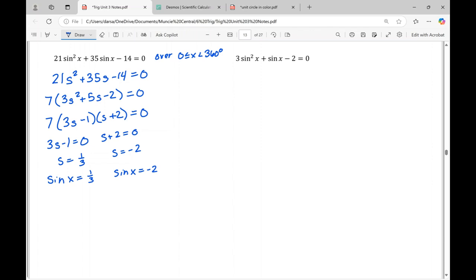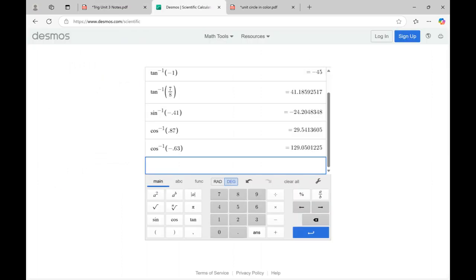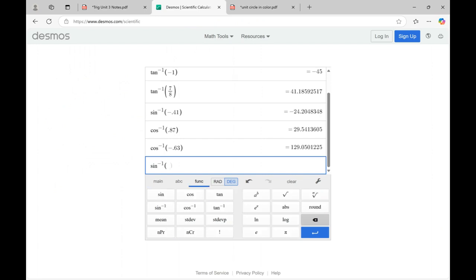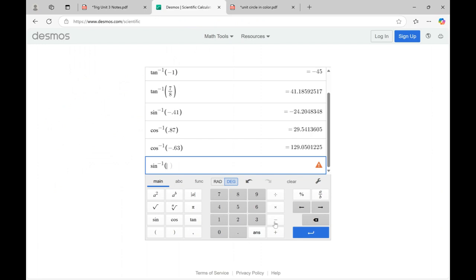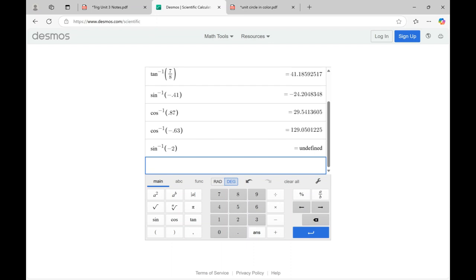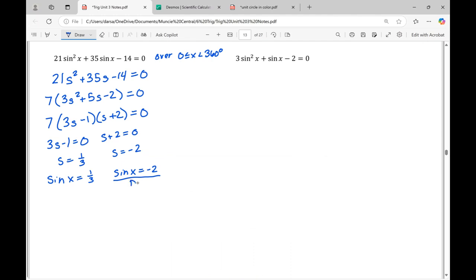Well, the first one that we're going to look at is this guy over here on the right. Sine of x equals -2. Remember, what answers come out of sine of x? Well, you get ratios that are as low as -1 and as high as 1. That's the range. -2 is not in that range for sine of x. So if we try to do the sine inverse of -2, we're going to get that it is undefined because there is no answer to that. -2 is not in the range of sine of x. So for this portion of the question, no answer exists.